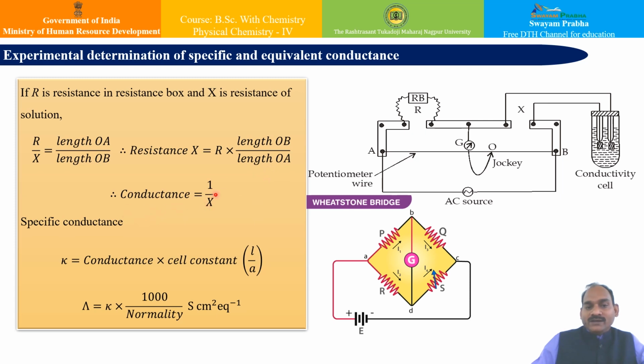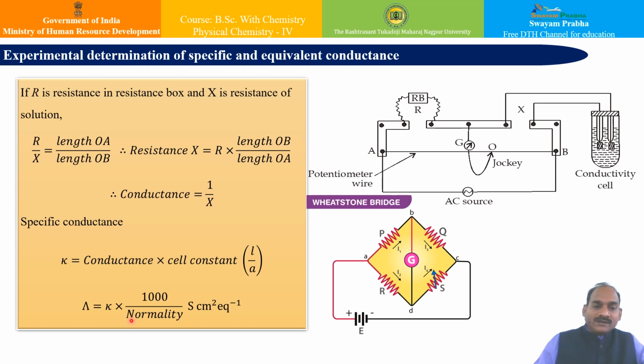Therefore the conductance will be 1 upon X, and the specific conductance kappa is equal to the observed conductance into the cell constant, that is L upon A, that we have seen. Therefore the equivalent conductance is specific conductance into 1000 upon normality. That way we can calculate the equivalent conductance in Siemens centimeter square per equivalent. This is the conventional method for experimental determination of specific and equivalent conductances.